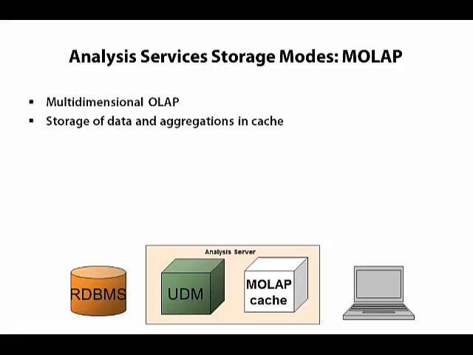Here we have a diagram that shows our relational source system on the left, and then we have the analysis server that contains two objects. One object is the UDM, and that stands for Unified Dimensional Model. You can think of that as the collection of XML files that get deployed to the server. Those files contain the instructions that tell Analysis Services what information to store in the cache. Then the MOLAP cache is the physical storage of our cube data and dimension data.